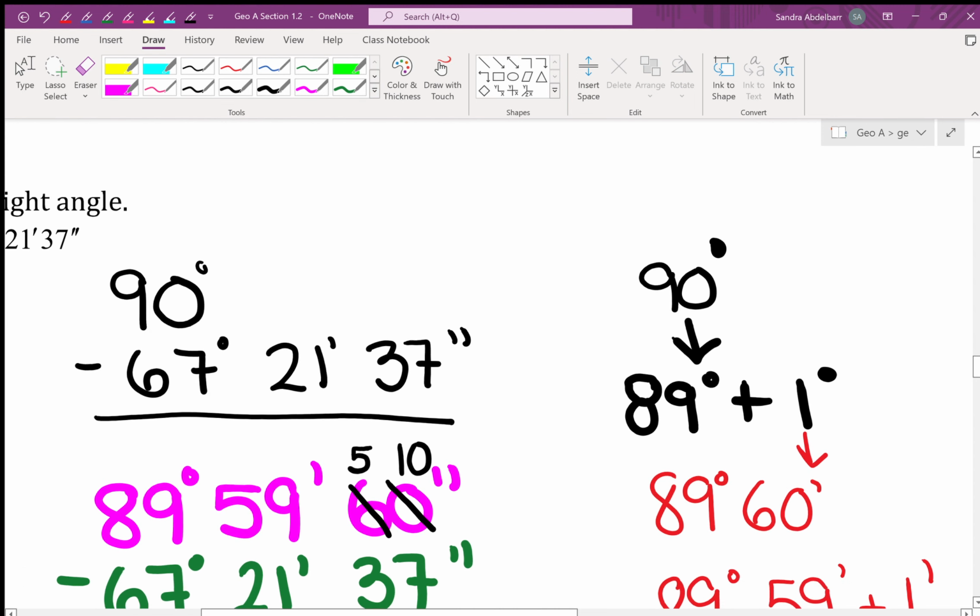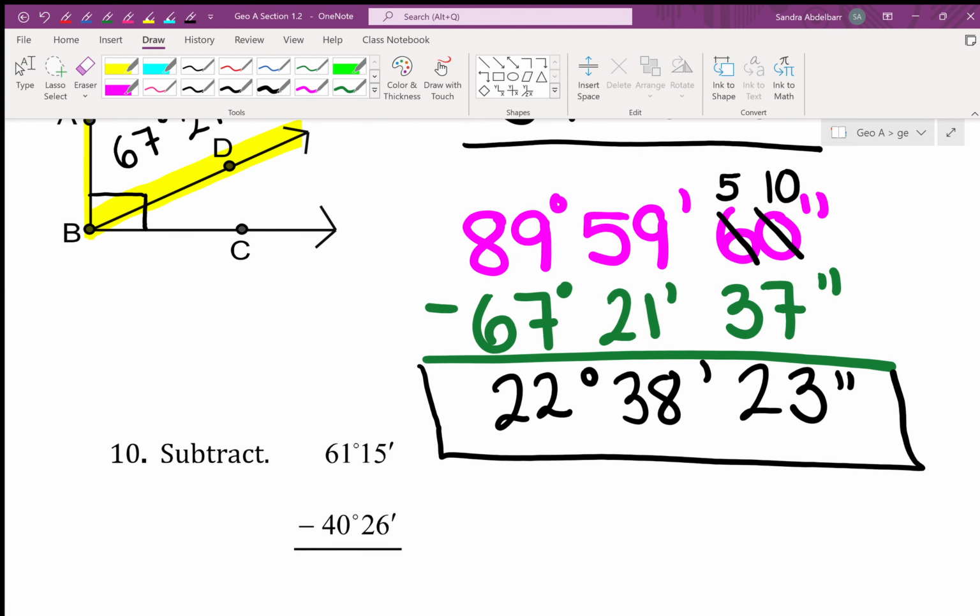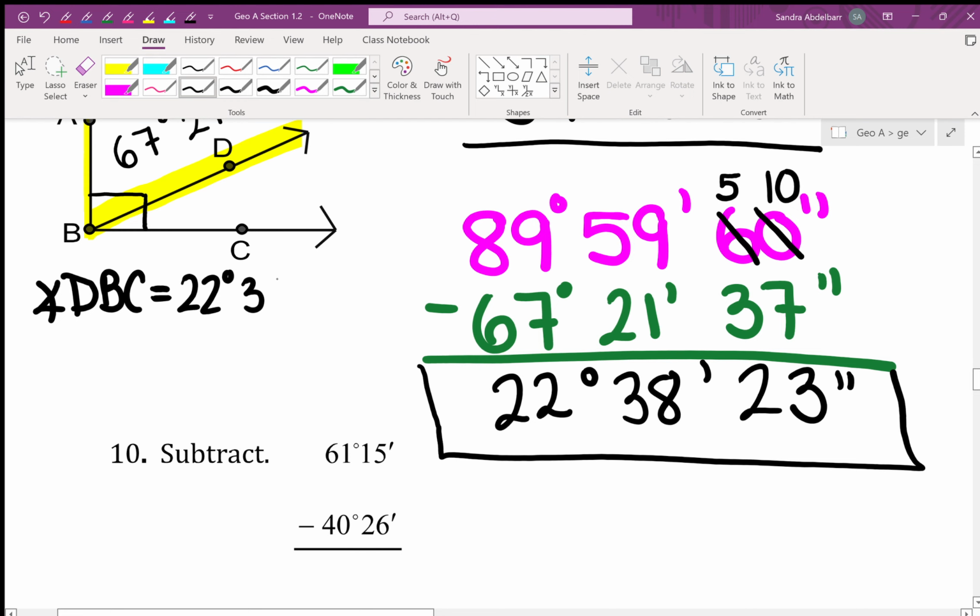So what is the measure of angle DBC? It is 22 degrees, 38 minutes, and 23 seconds.